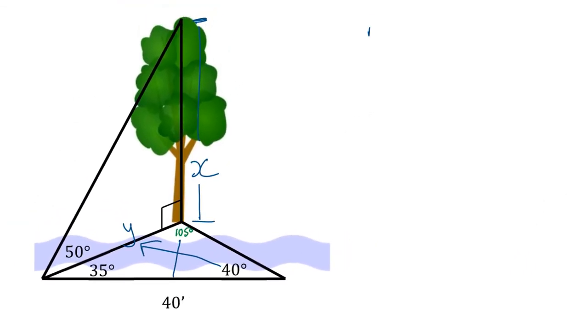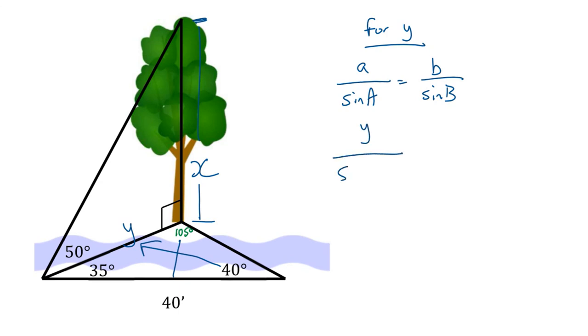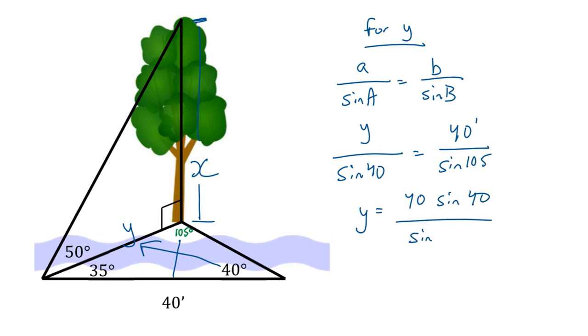So for y, I'm using sine law, and I'm solving for a side length. So a is going to be my y over sine of the angle across from it, which is 40, equals b, which is the 40 feet. You don't need that unit, but I want to show that the 40 feet is different from the 40 degrees. That's kind of a bad setup, that they're both 40, okay? And then over sine of the angle across from it, which is the 105 that we just found. Rearrange: 40 sine 40 over sine 105.